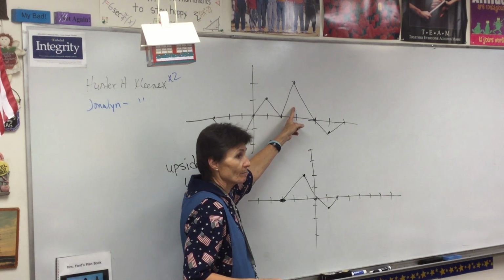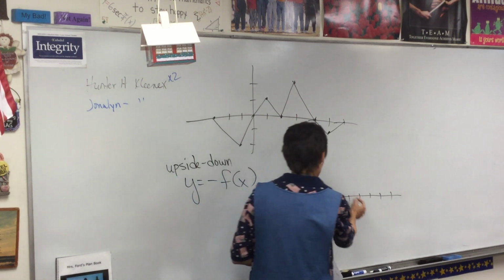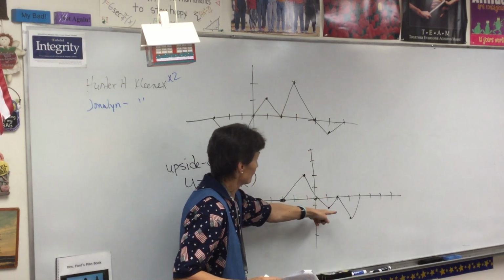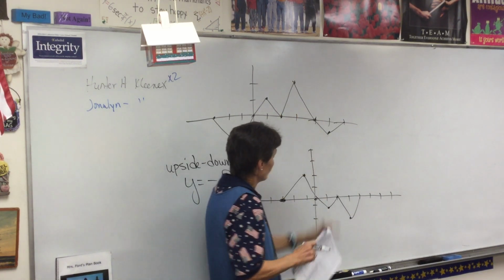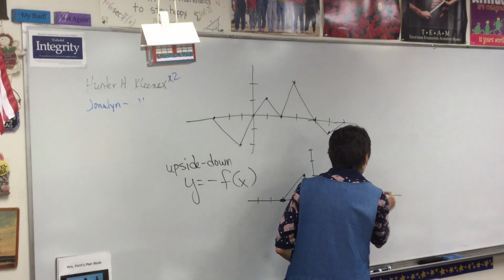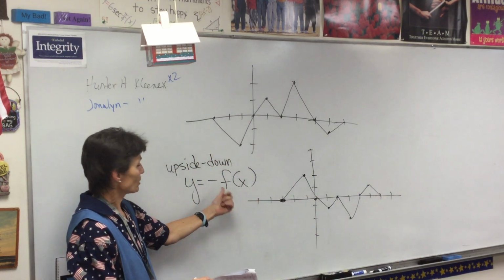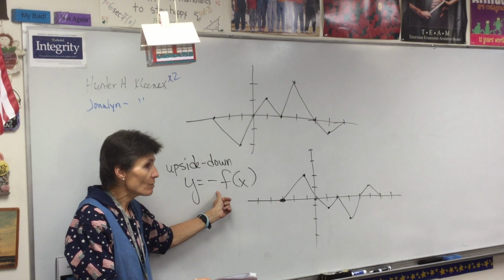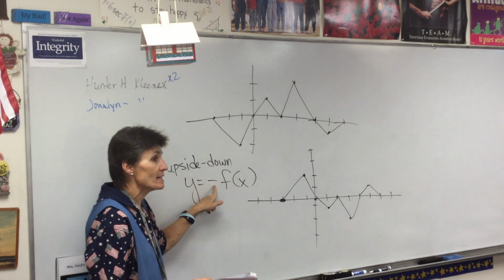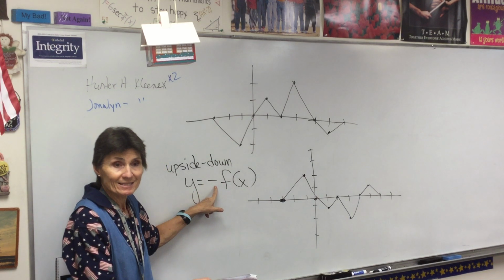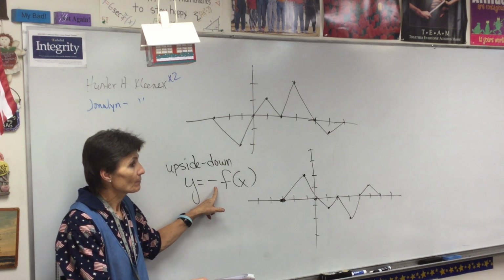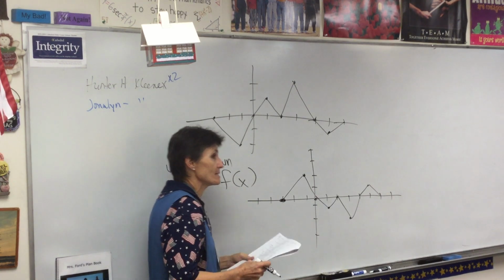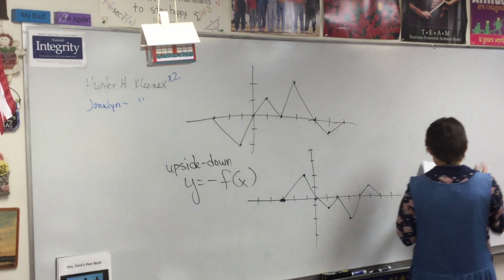Now what about this one? Down. So there's that one. He's going down now. And then this little one is going to go up. So there is the picture of this. How did I know that? Because I know a negative out in front makes it go upside down.